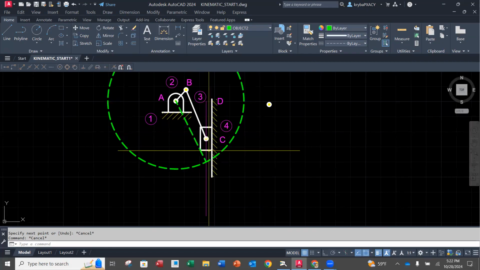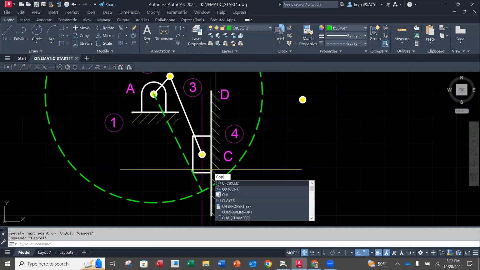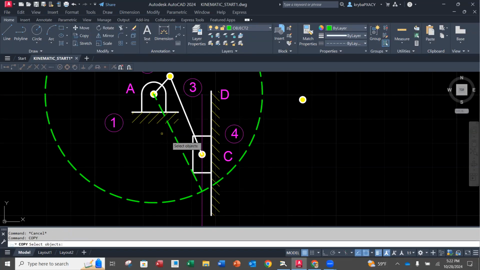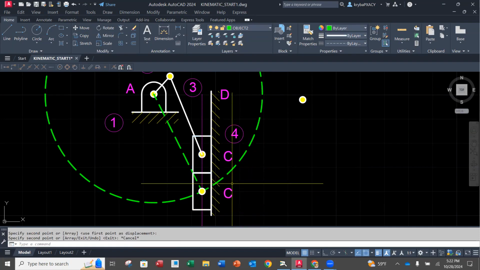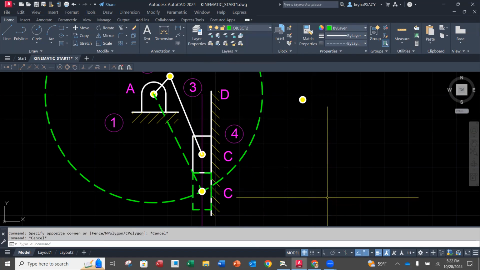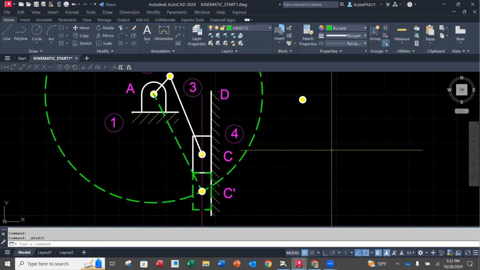So now what I'm going to do is move my slider down to this position. So I'm going to do a copy because I want to leave the original there. I'm going to grab this and also the letter C and the connector. Enter. I'm going to go from that center down to the intersection right here. Okay. And now that's my new position. I'm going to change this to Object to Layer so that we can see that that's the new position. And then I'm going to change my C to C prime, because this is now a new position for that point C, that joint that we had.